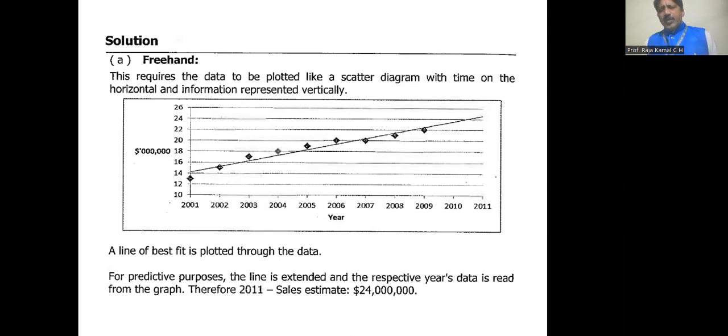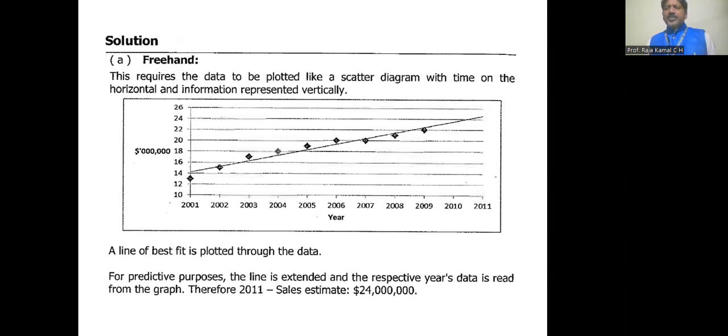There are certain drawbacks and limitations to using the graphical method of time series, because we are drawing a freehand diagram, and the 2011 predicted value was just an extension of the line from the previous values. The value that we get may not be very accurate. It is just an estimated value.